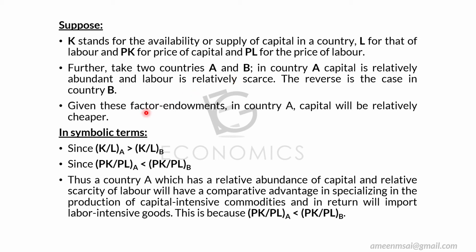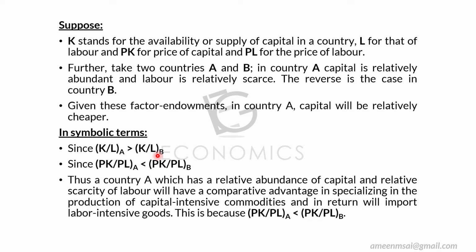Given these factor endowments, in country A, capital will be relatively cheaper. So in country A, as capital is abundant, capital will be cheaper. That is, the price of capital will be less, and the price of labor will be more. In country B, the price of labor will be less because it is a labor abundant country, and the price of capital will be more. So we can form a simple equation in symbolic terms: K/L, that is, the capital labor ratio of country A, will be more than the capital labor ratio of country B.